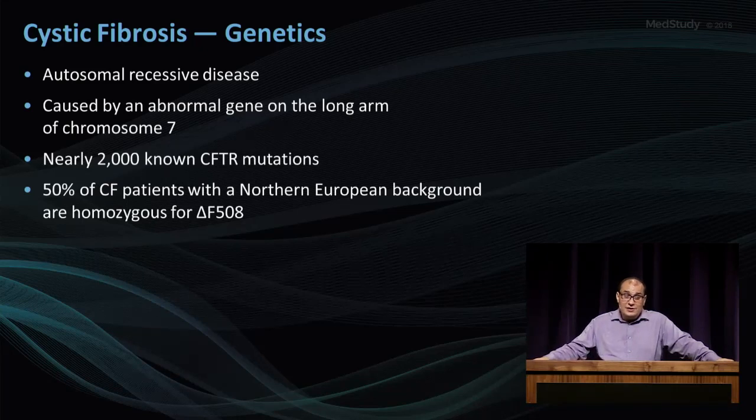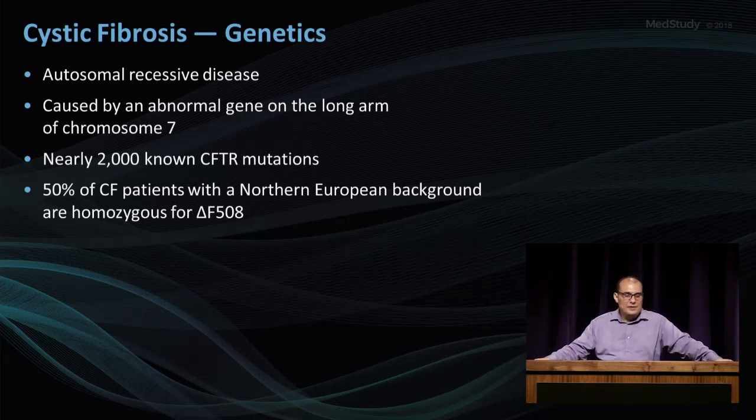It's autosomal recessive, remember that. It is recessive, so you need 2 genes to express the disease. Remember chromosome 7, please? Cystic fibrosis, CF, 7.